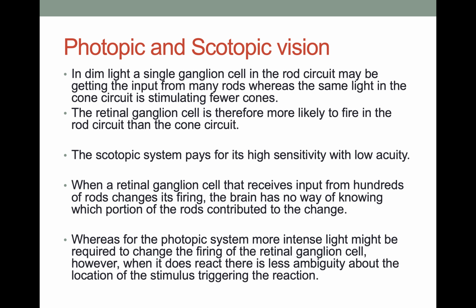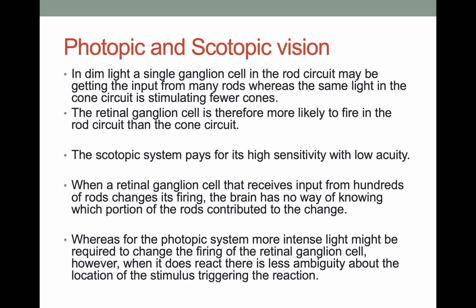In dim light, a single ganglion cell in the rod circuit may be getting the input from many rods, whereas the same light in the cone circuit is stimulating fewer cones. The retinal ganglion cell is therefore more likely to fire in the rod circuit than the cone circuit, making the rod circuit or scotopic system very sensitive. However, the scotopic system pays for its high sensitivity with low acuity.